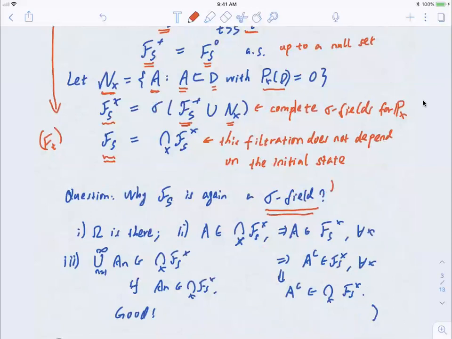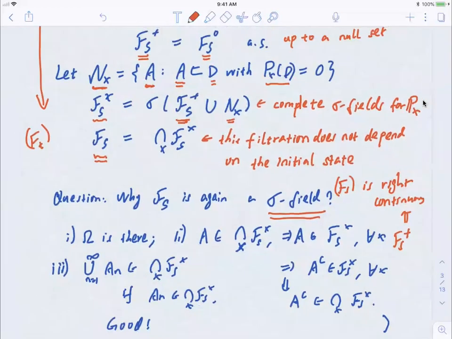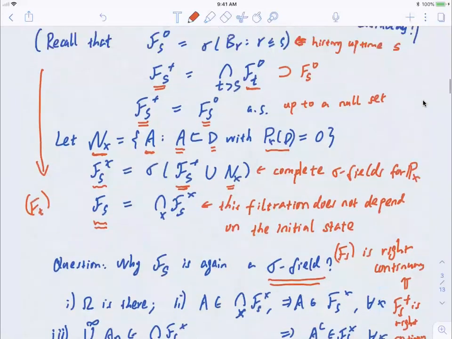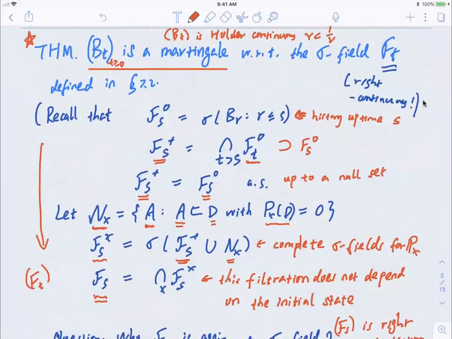And also this is right continuous. Fs is right continuous simply by this Fs plus. I will just leave the checking for you. It's easy to check. But later, when we're talking about Brownian motion, the sigma field we are using is just constructed by this line.